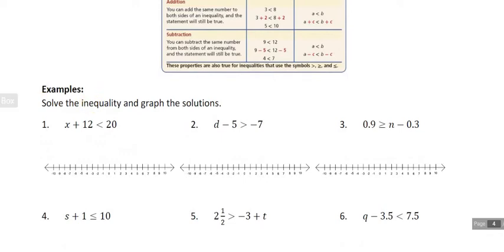So what does that mean? So for example 1, if we want to solve x plus 12 is less than 20, I'm going to circle my variable, dotted line through the inequality sign, and then in order to get x alone, we would subtract 12 from both sides. So in this case, this would be considered the subtraction property of inequality. So we're still keeping our inequality the same by doing the same thing to both the left and the right. So we're ultimately going to get x is less than 8.